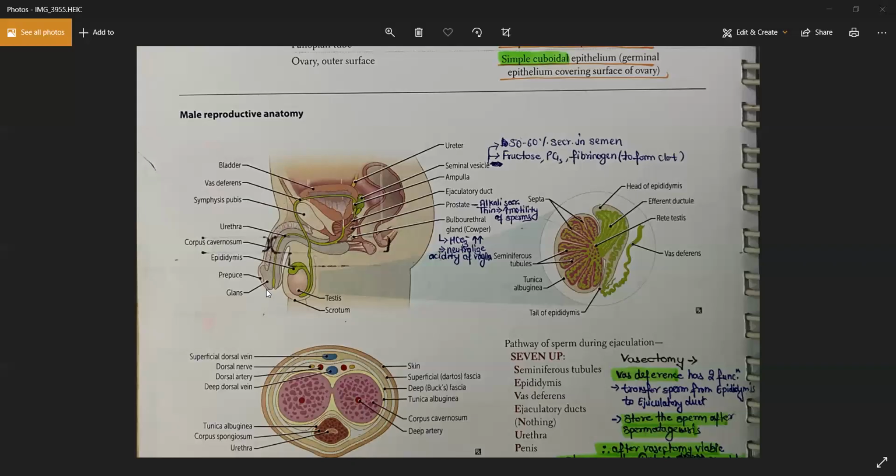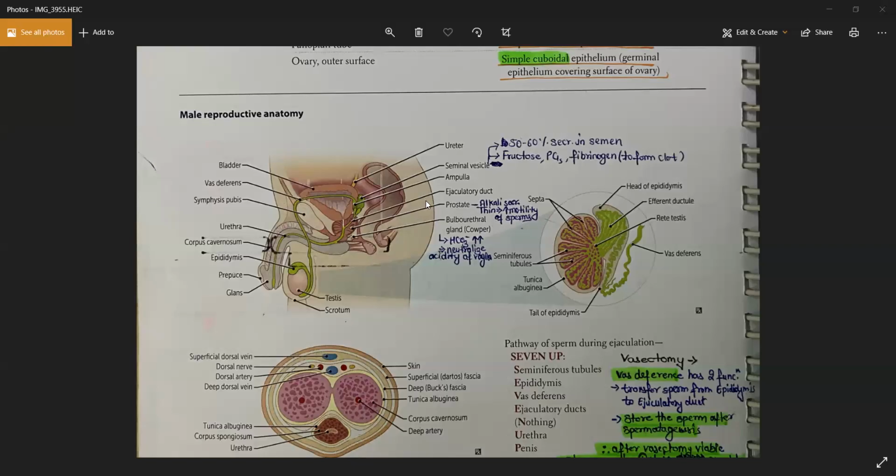The seminiferous tubules will enter into the right testis. Right testis will form the epididymis, and they will then become the vas deferens. Vas deferens that loops around the urinary bladder will meet with the seminal vesicles, which secrete around 60% of the semen. Then they meet the prostate glands, and the prostate glands will secrete the alkaline secretion that will make the semen very thin, and that increases the motility of these sperms.